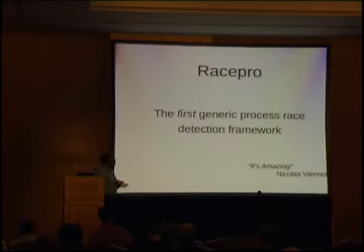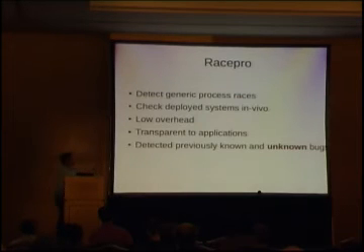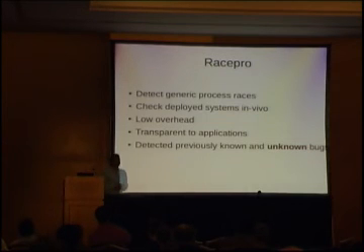RacePro is the first generic process race detection framework. It checks deployed systems in vivo by recording live execution with a low overhead. It's totally transparent to applications, meaning that it doesn't require you to recompile or relink or change your existing applications.